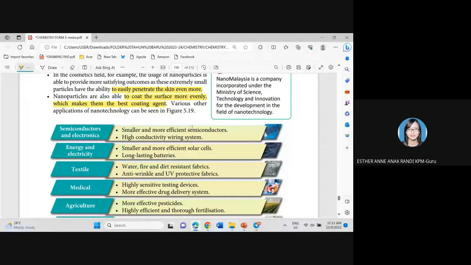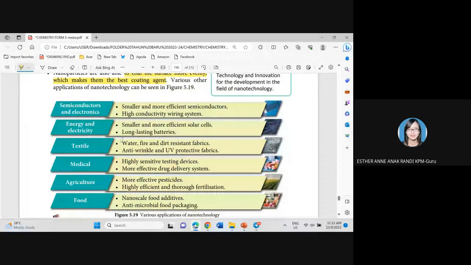Okay, so other usage of nanotechnology are here. We have semiconductors and electronics. Okay, like in let's say microchips and so on. Okay, they are smaller and more efficient in a way. Okay, in energy and electricity, we use nanotechnology in smaller and more efficient solar cells and in long-lasting batteries. Okay, textile, this is what I meant earlier. Water, fire, and dirt-resistant fabrics. Anti-wrinkle, UV protective fabrics. Okay, even bulletproof fabric also have nanoparticles.